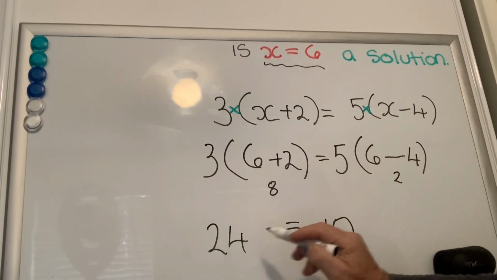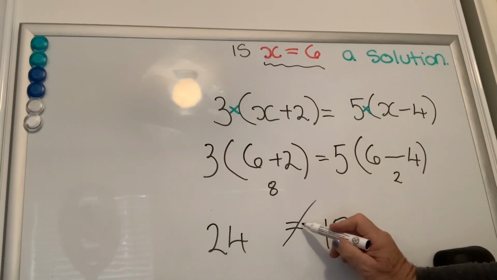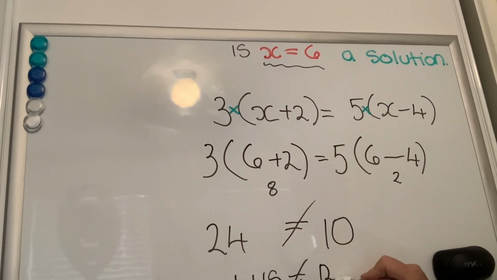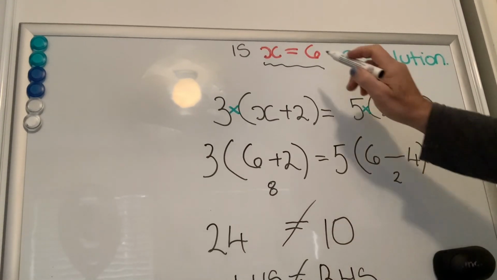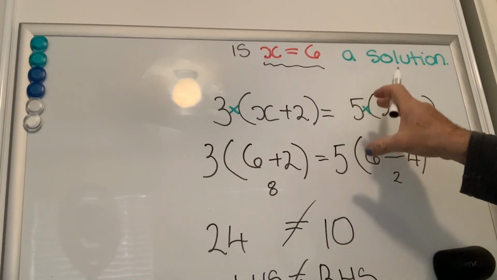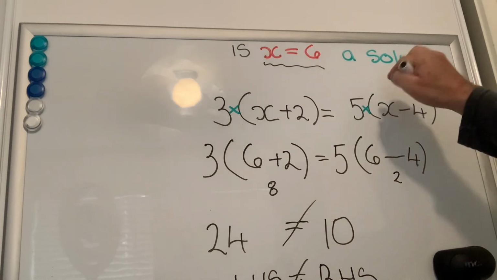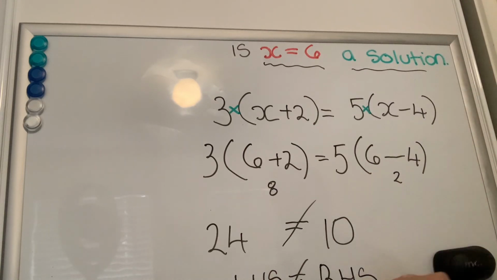But 24 does not equal 10. So therefore we can say in this equation, the left-hand side does not equal the right-hand side. So in this instance, the value of 6 when we substitute it into this equation is not a solution for this mathematical problem. Okay guys, just to show you the difference when it is a solution and when it is not a solution. So therefore, not a balanced equation.